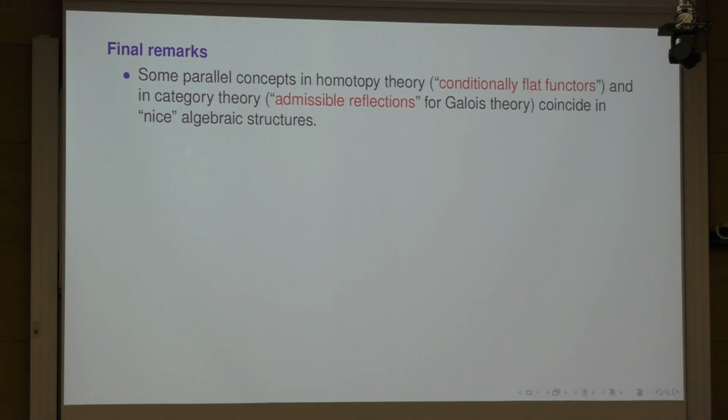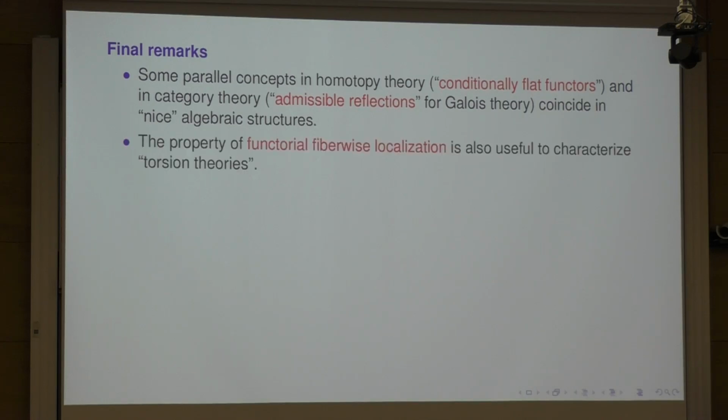So, the final remarks. There are some parallel concepts in homotopy theory, conditionally flat functor, and in category theory with the notion of admissible reflection for Galois theory that coincide in some good algebraic structures. The property of functorial fiberwise localization is also useful to characterize torsion theories. I have not developed this part of the work, but it's known that regularly reflective subcategories in an abelian category are torsion-free if and only if they are closed under extensions. And this same result still holds in a non-abelian context when you have the functorial fiberwise localization.